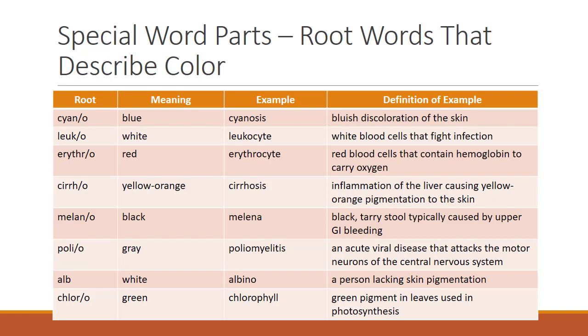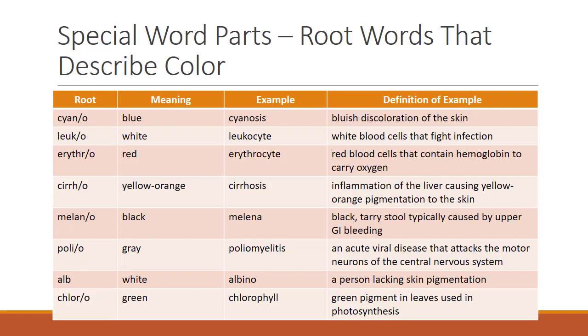The next word, leuk, L-E-U-K, with a combining vowel, leuko, pronounced leuko, means white. An example would be leukocyte, which means white blood cells that fight infection. Next is erythro, meaning red. An example is erythrocyte, which means red blood cells that contain hemoglobin to carry oxygen.